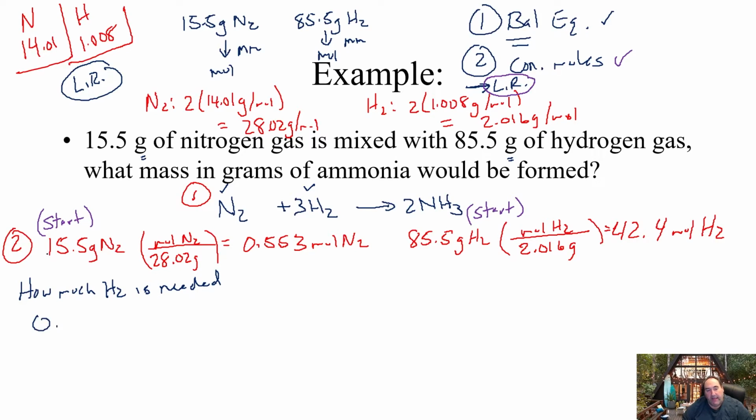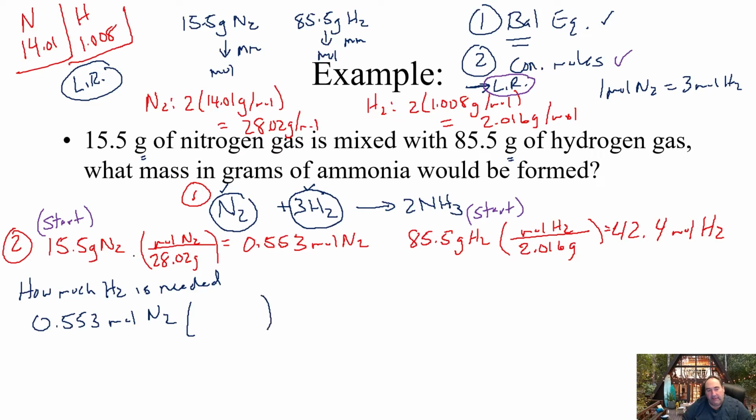We're going to start with my nitrogen, which is 0.553 moles of nitrogen. We're going to do a mole to mole relationship between our two reactants. So again, from the equation, we could see that for every 1 mole of nitrogen, we have 3 moles of hydrogen. So using that, and again, this is the calculation that's going to allow us to figure out the limiting reagent. We have 1 mole of nitrogen, 3 moles of hydrogen.